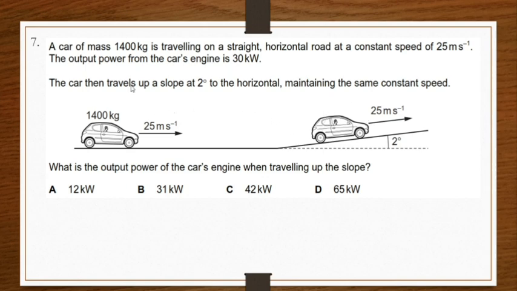Yeah, when the car is traveling on a horizontal road, the weight is directly downward, and it does not contribute in opposing the motion of the car. Along the slope, this is the weight, there is weight times the sine of 2 degrees. This is the component of weight that opposes the motion of the car. Yeah, so the output power of the car's engine should now be greater.